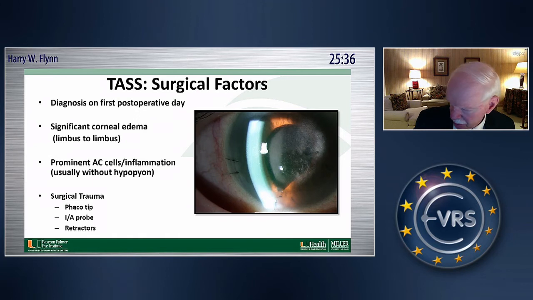Next slide, please. This slide shows a typical case with very complex surgery, damage to the iris by the phaco tip, corneal edema, inflammation. And so this is something that we always think about: is it TASS or is it endophthalmitis?